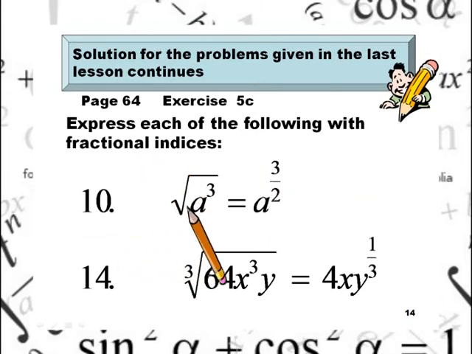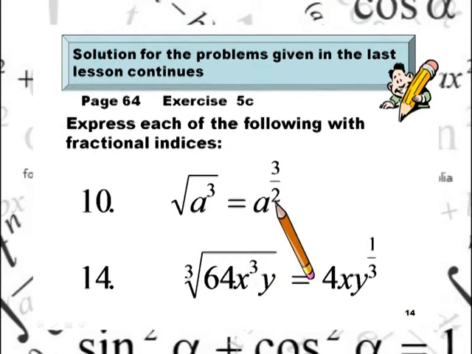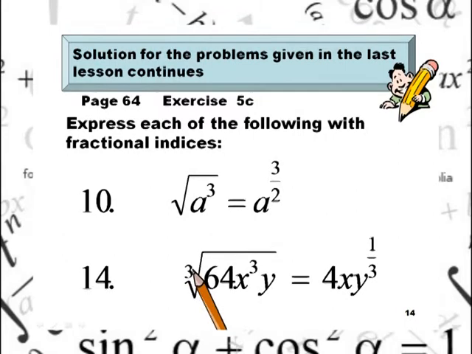Express each of the following with fractional indices. 10. The square root of a cubed equals a to the 3 over 2 power. 14. The cube root of 64 x cubed y equals 4 x y to the 1/3 power.